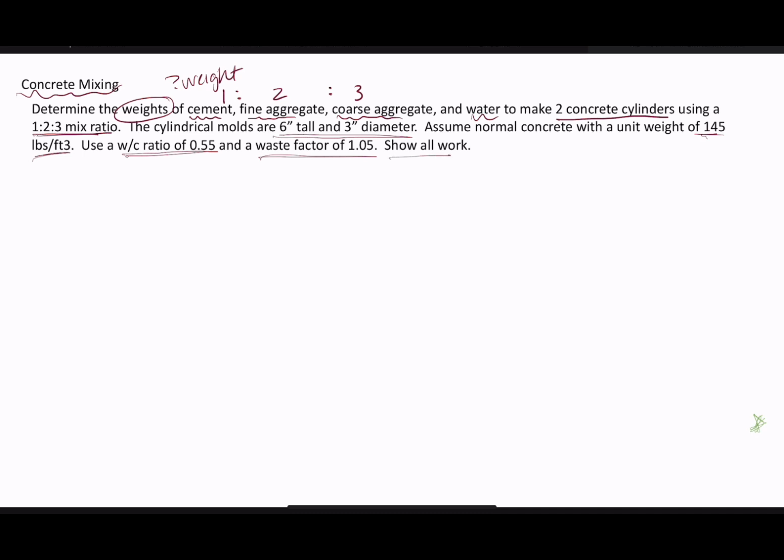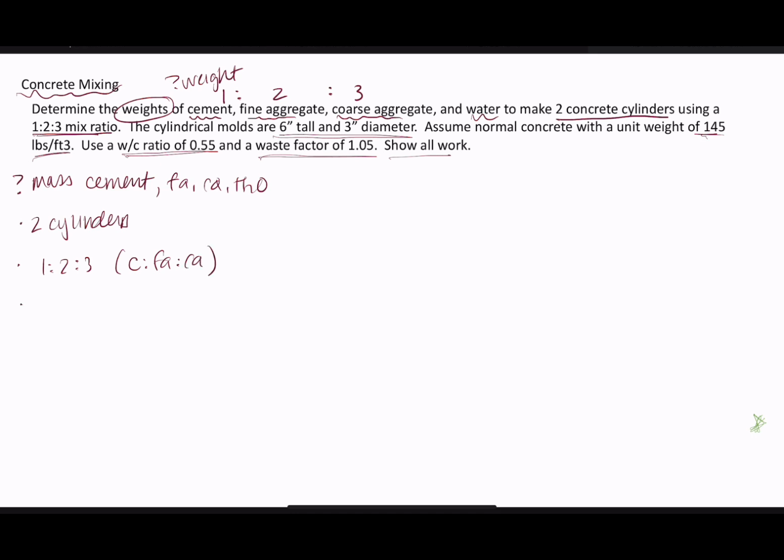So the goal is to determine the weights. We need to know the mass of cement and fine aggregate and coarse aggregate and water. That's what we want to know. These are our questions. We know that we need to make two cylinders. And what else do we know? We know that it's a 1:2:3 ratio of cement to fine aggregate to coarse aggregate.